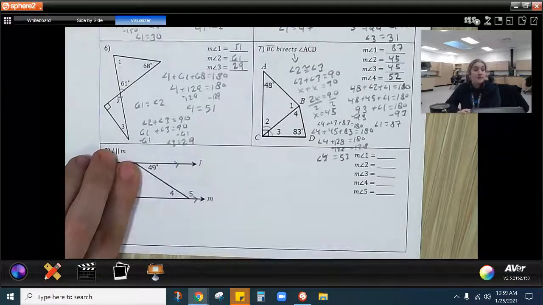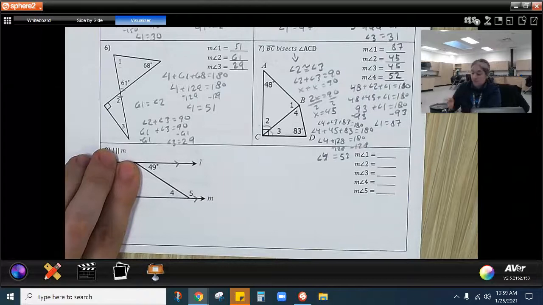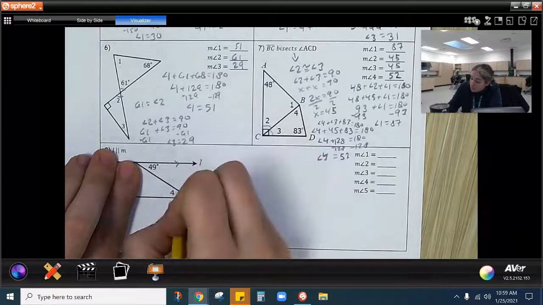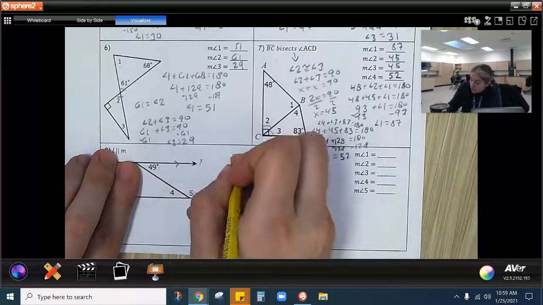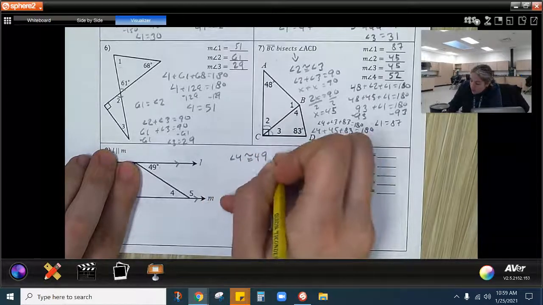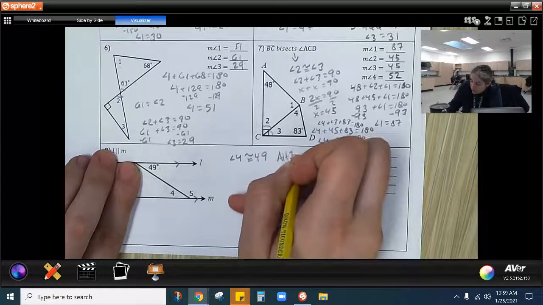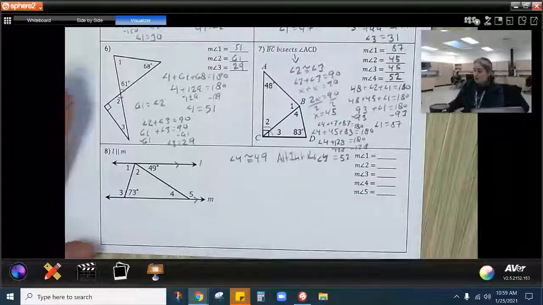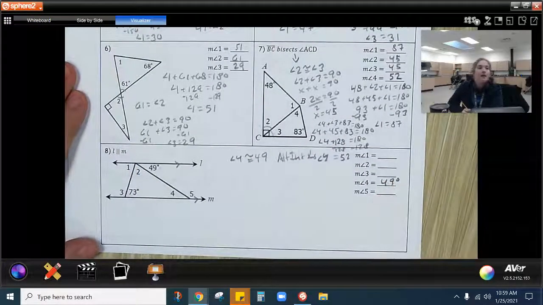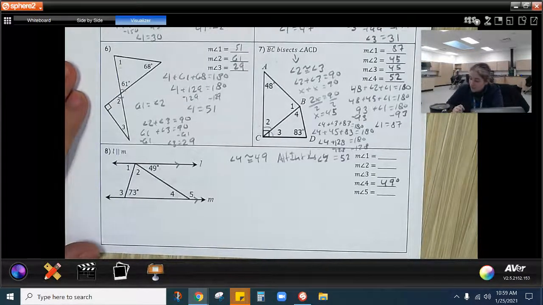Well, they are on the inside, so they're going to be interior, right? Which means they're either consecutive interior, same side of the transversal, or alternate interior. Now, one is on the right, one is on the left, so these must be alternate. That means if they are alternate interior angles, then angle 4 is congruent to 49. So angle 4 is 49 degrees. Hey, look at that. We didn't have to do any math. Just plugged it right in. Isn't that nice?